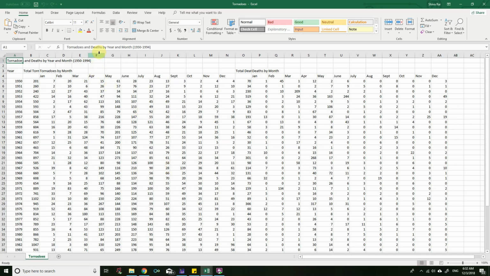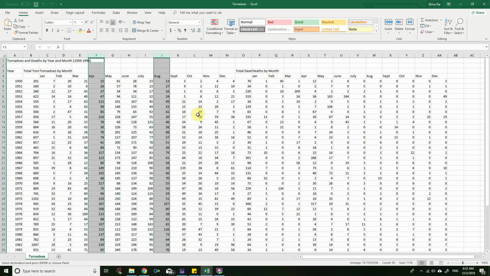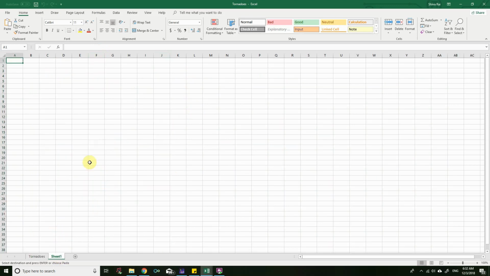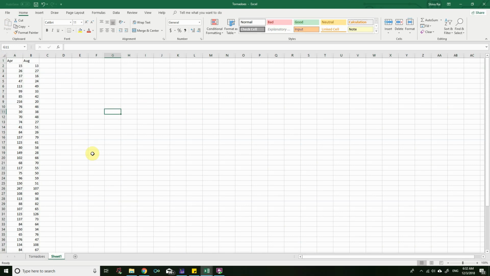Now let me go for April and August data. Let me select both of them. Control C, come up with a new worksheet and Control V. Before trying to go for one-tailed t-test, we need to check whether the averages of the data back our assumption or not. The average of April is 101.8. Average of August is 57.71. So clearly the averages back our assertion or the claim. So we can go for one-tailed t-test.